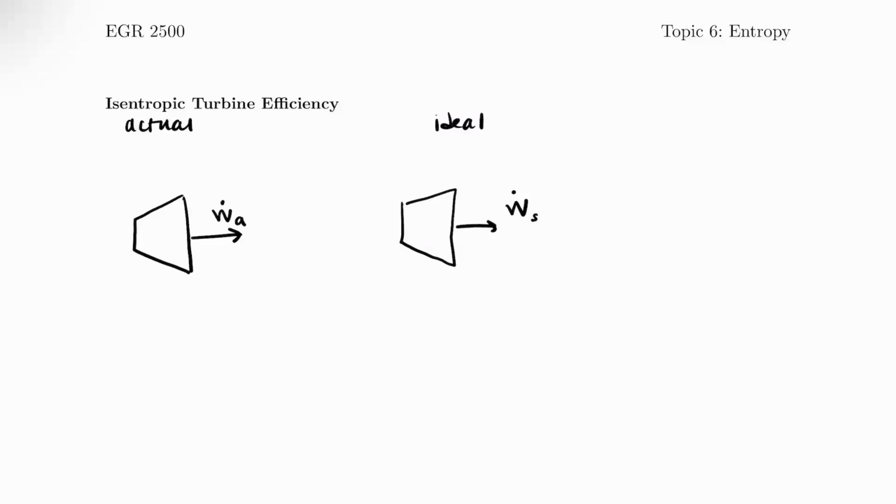So I'm kind of going to repeat that picture that we had before, but for the specific case of a turbine. So this is our turbine. Both of these will have work output. So I'm going to use a subscript a for actual, and then the subscript s for our constant entropy. So this is our actual. This is our ideal. Okay. We still have the same inlet conditions. So we have Pi, Ti, hi, si, and m dot. These are the same inlet conditions for both devices.